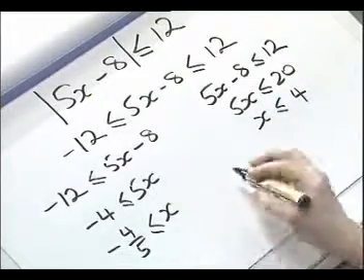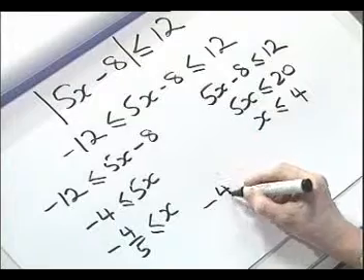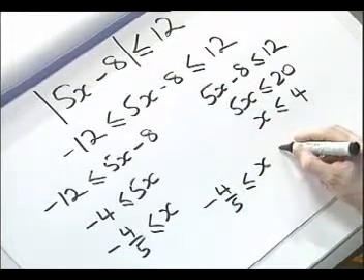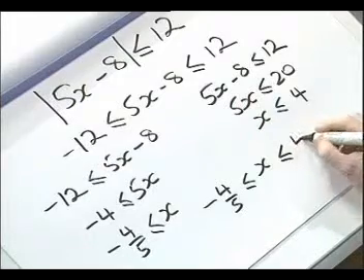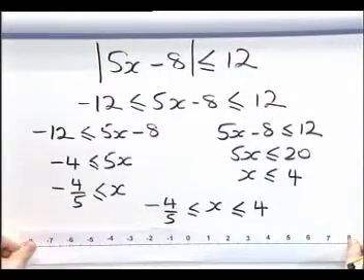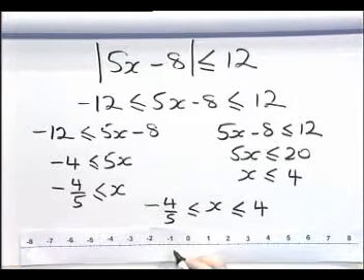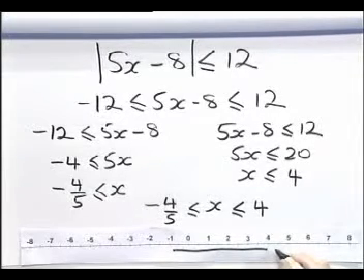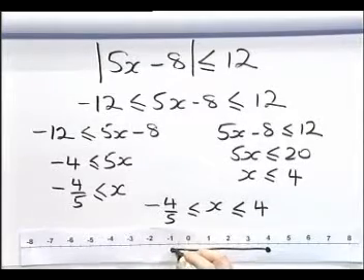So our final answer is minus 4/5 is less than or equal to x, which in turn is less than or equal to 4. And we can show this on the number line. Minus 4/5 is about here, and we go through to 4, and because it's less than or equal to, we use a closed circle.